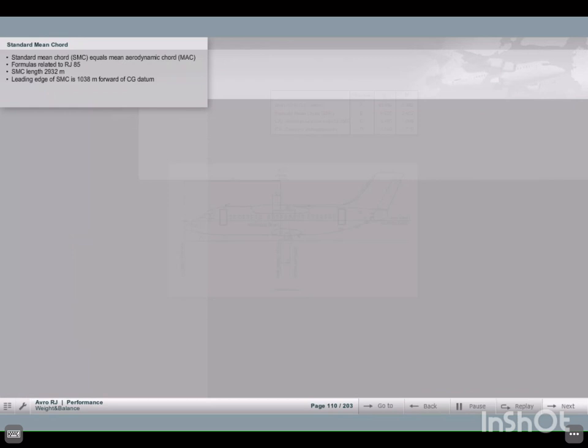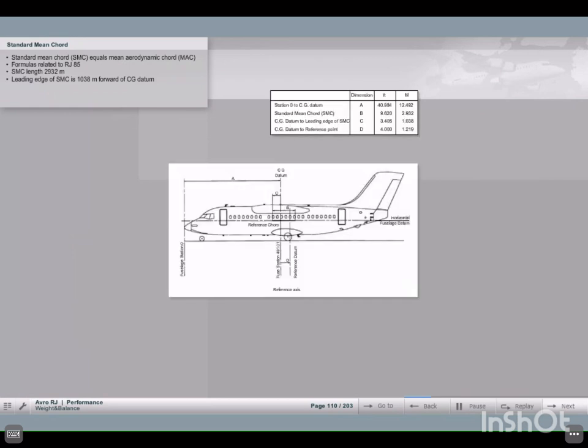We will now discuss the standard mean chord, equal to mean aerodynamic chord, as the example of an RJ-85. All formulas and values are related to this aircraft. The length of the standard mean chord, SMC, is 2.932 meters. The leading edge of the SMC is 1.038 meters forward of the CG datum.